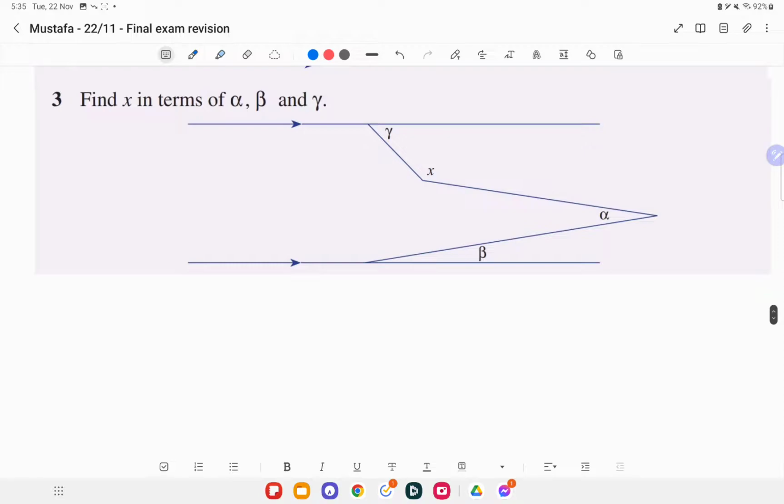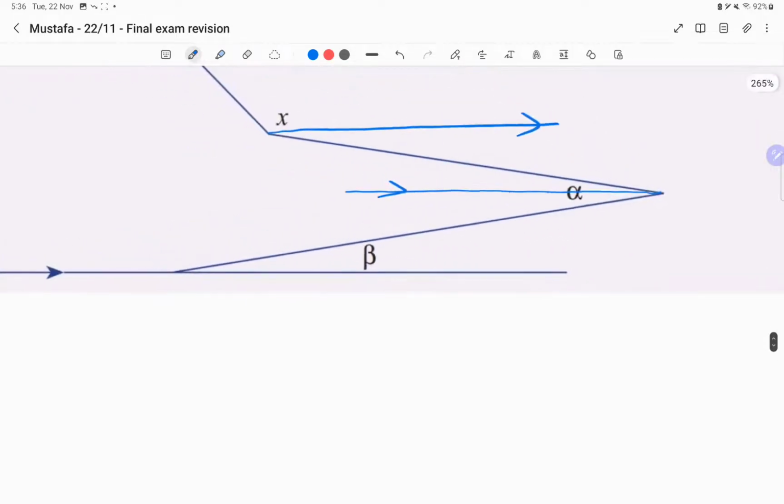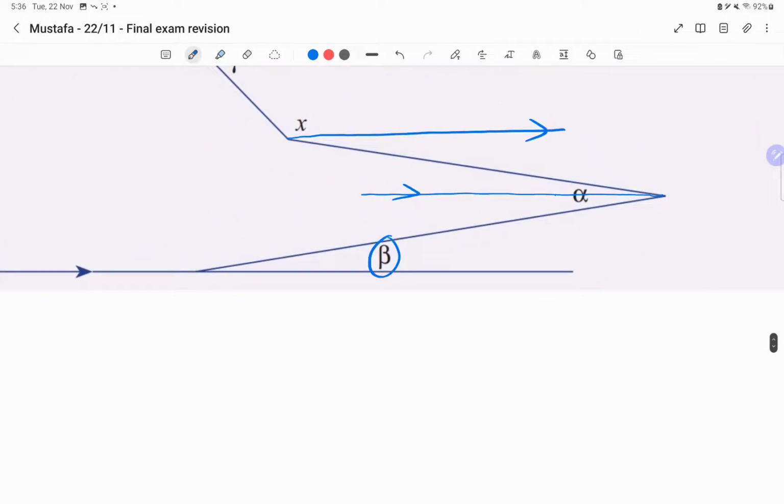Find x in terms of alpha, beta, and gamma. So once again, where would I draw the parallel lines? At alpha. To the left, yeah. And then there's one more point where I would draw a parallel line. At x, to split up the angles. So what can we actually figure out here? If this is beta, then this beta angle is also beta. Then what's this angle?